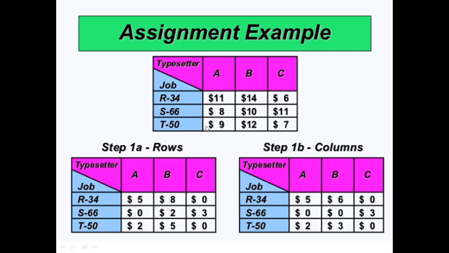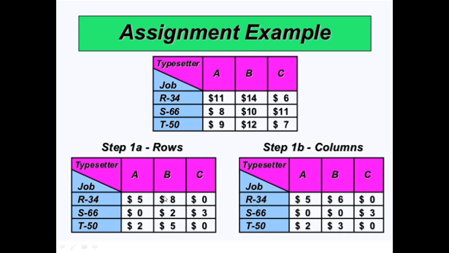And then we go to the next row, which is 9, 12, and 7. The lowest amongst the 3 is 7, so we subtract all the cells in this row by 7. So 9 subtracted by 7 is 2, and then 12 subtracted by 7 is 5, and then 7 subtracted by 7 is 0. Now we have done the first step of evaluating the rows.